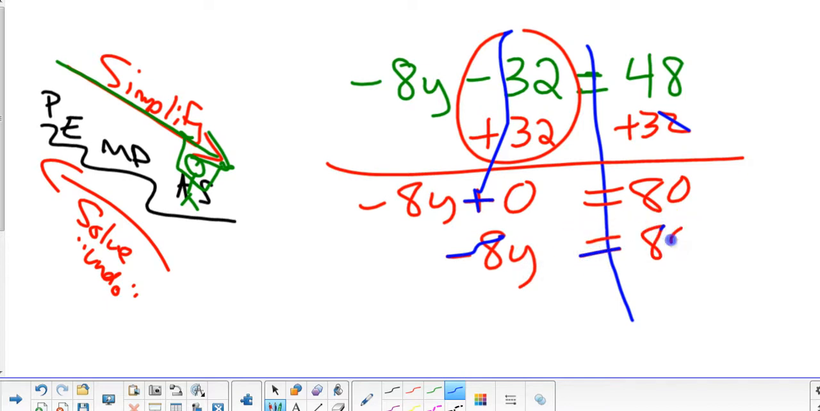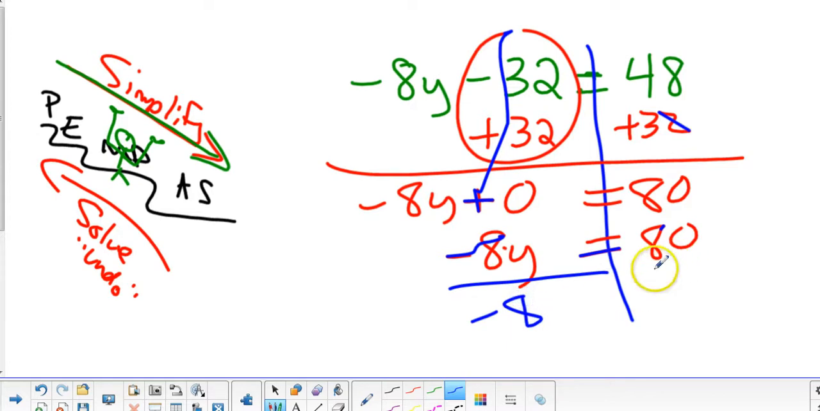And then it's negative 8 times y, so the inverse of that, let's get our guy. Hop back up. Now I'm going to undo multiplication and division. So I need to divide both sides by the inverse of timesing negative 8, which would be divide by negative 8. So I'm going to divide by negative 8. And that gives me 1y, or y over here, and negative 10 over here. Sweet!